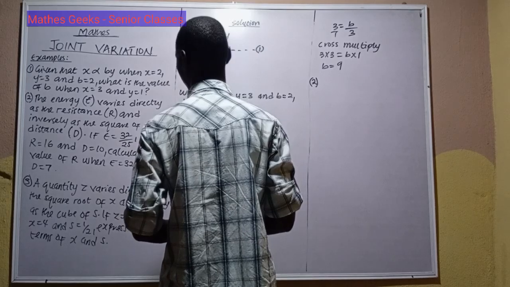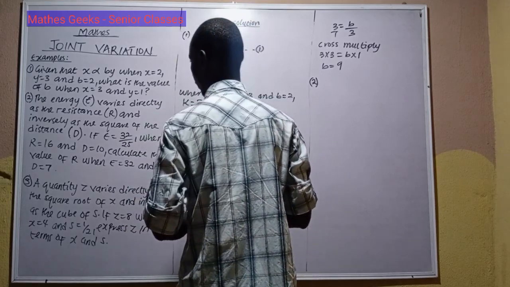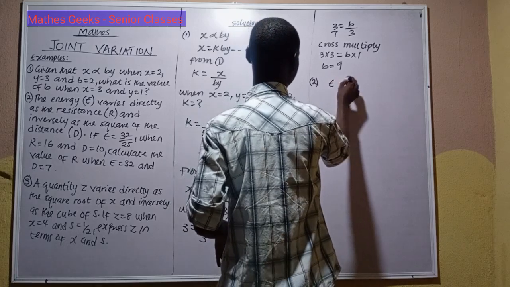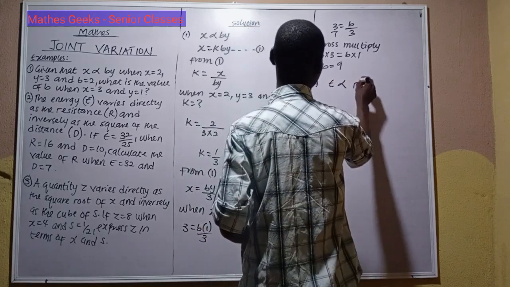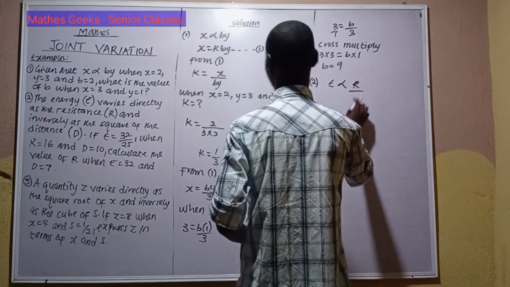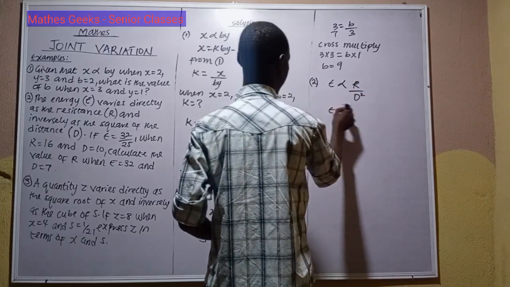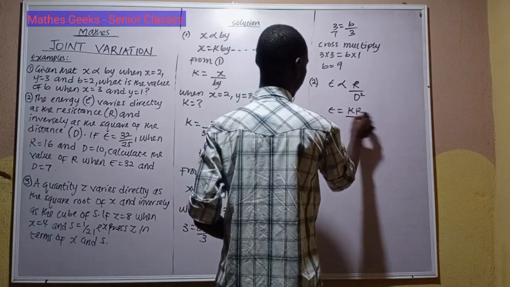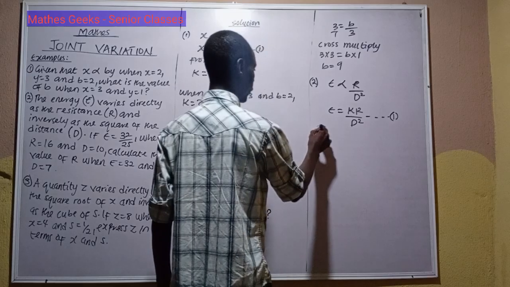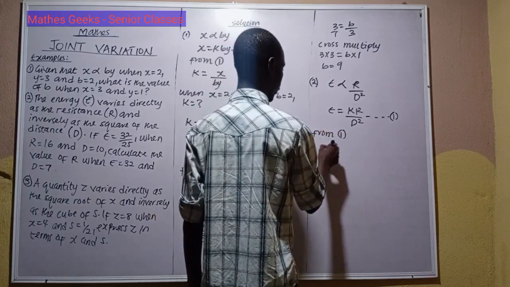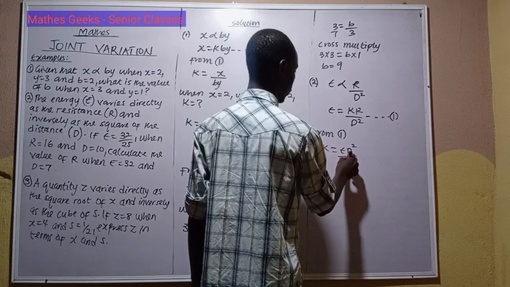If energy E varies directly as the resistance R and inversely as the square of the distance, so E varies directly as the resistance R and inversely as the square of the distance d squared. E is equal to Q R over d squared. Equation 1. From 1, Q is equal to E d squared over R.